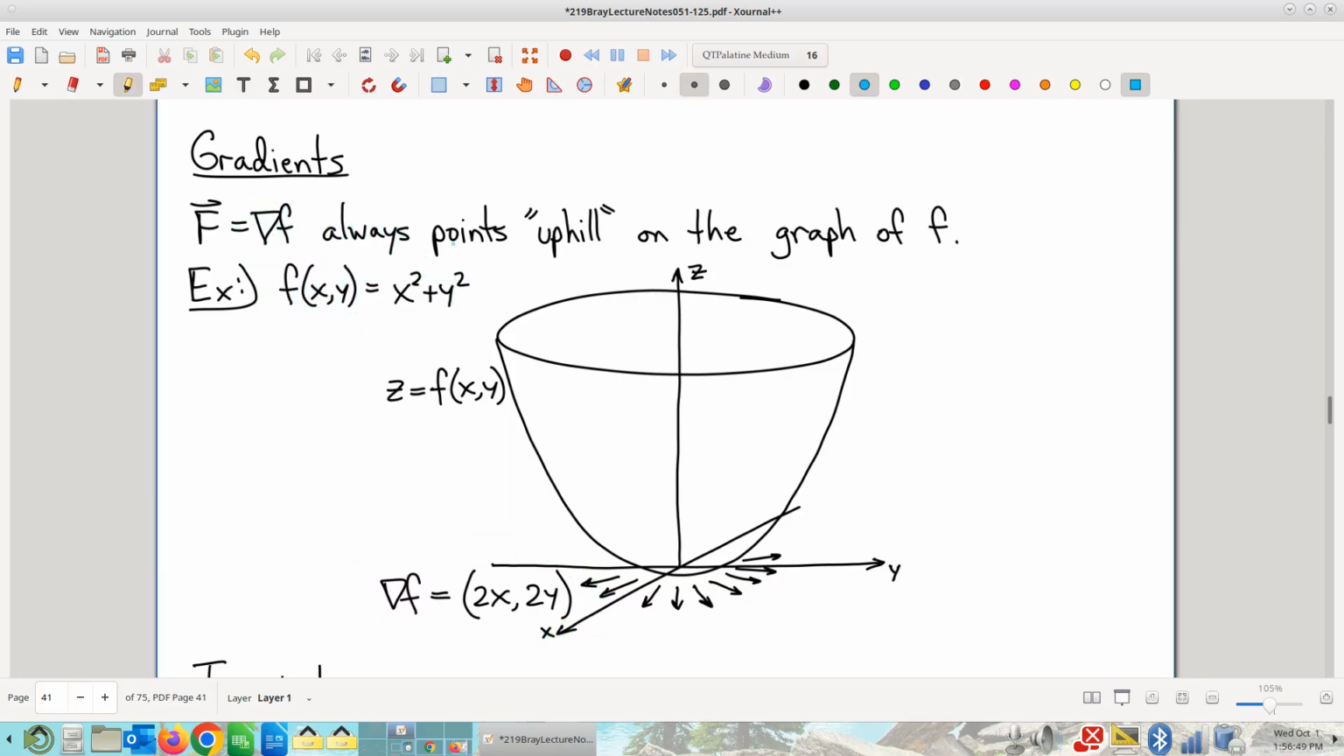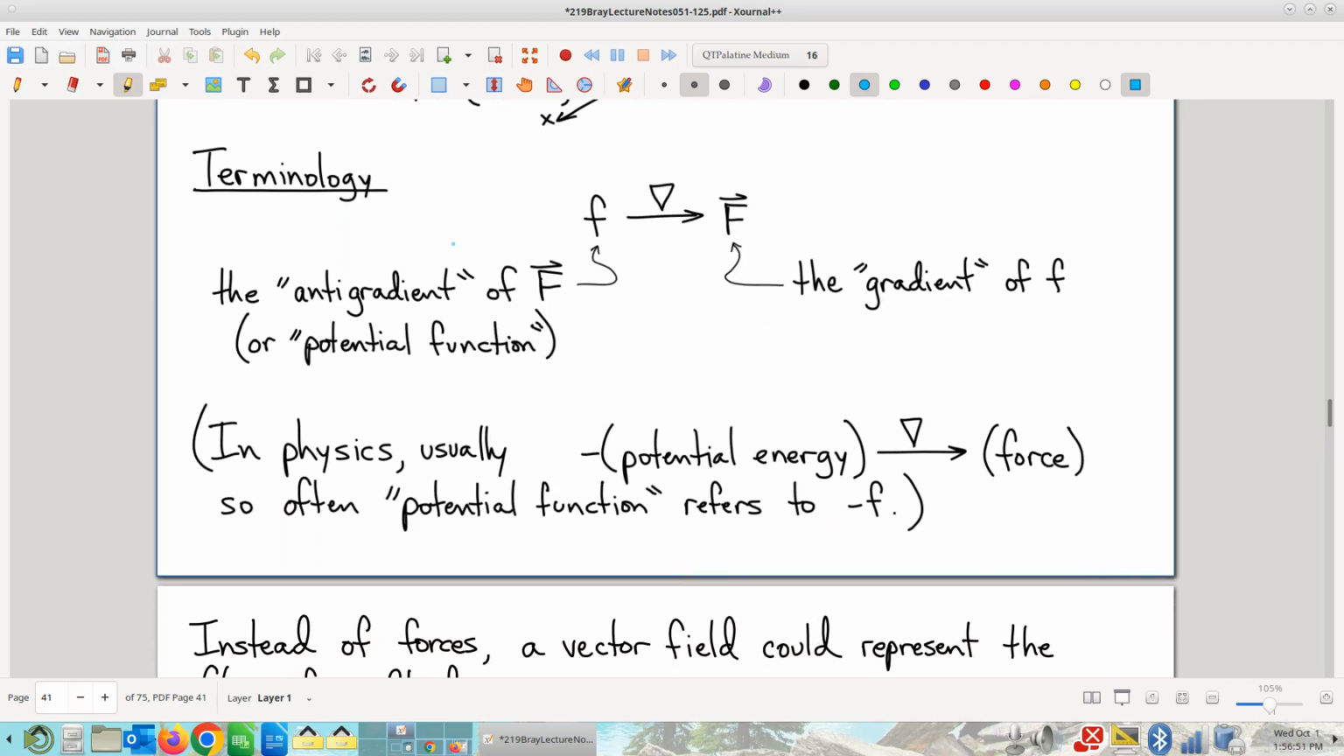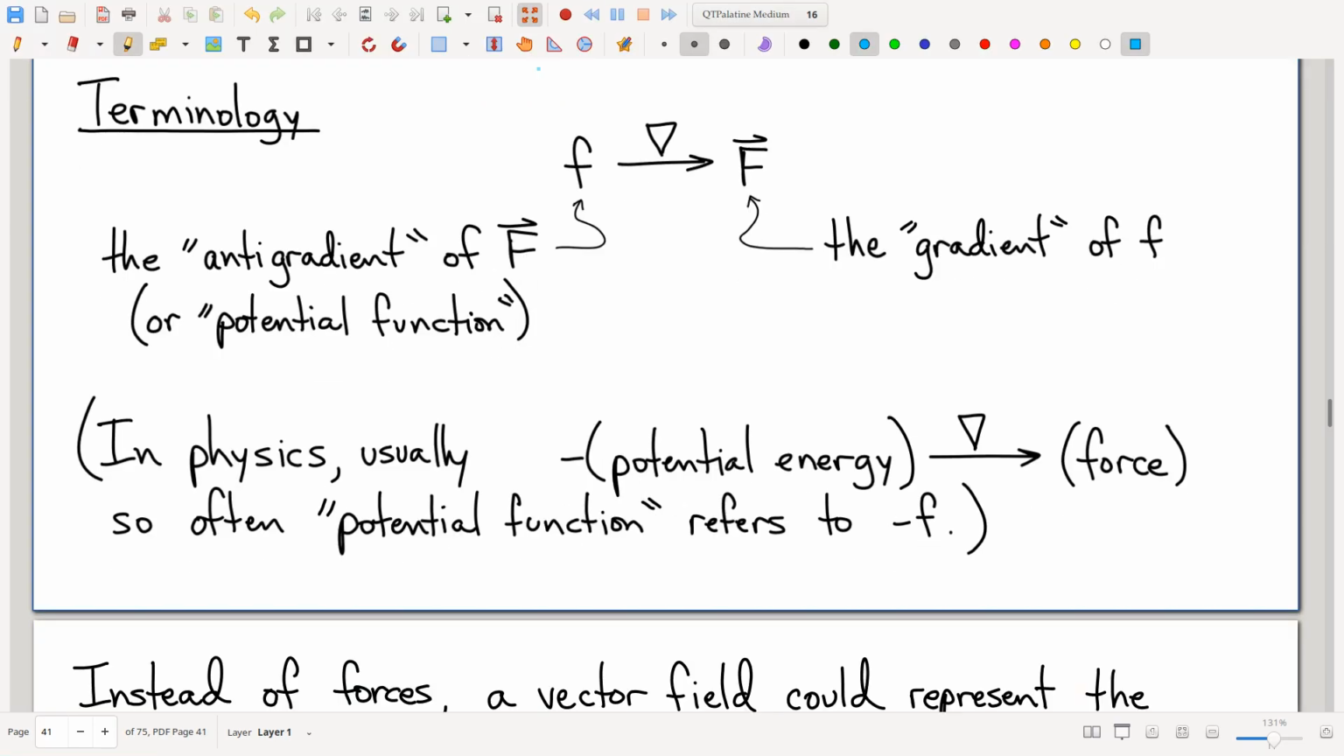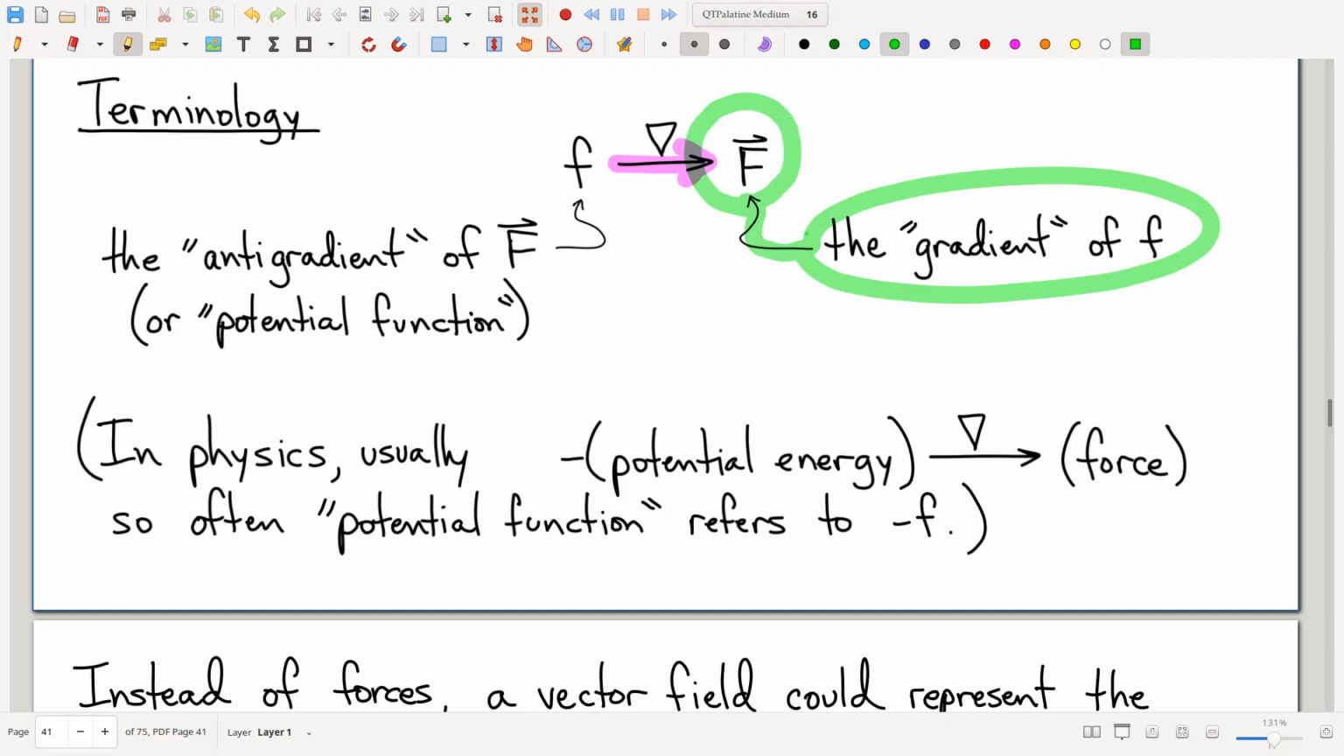Okay. Now, real quick about terminology. Let me start with my preferred terminology. It's not the most common terminology, but I think it makes the most sense. Here's what gradients do. You give me a multivariable function, and out comes a vector field. It comes as no surprise that when you take a gradient, the thing that comes out we refer to as the gradient. Well, of course, that's obvious.